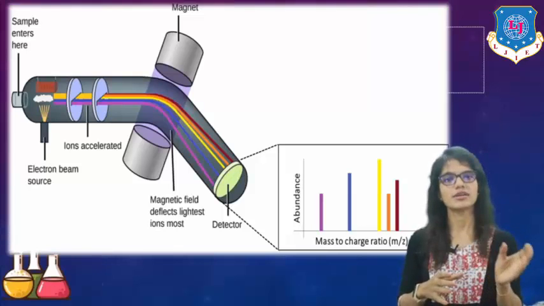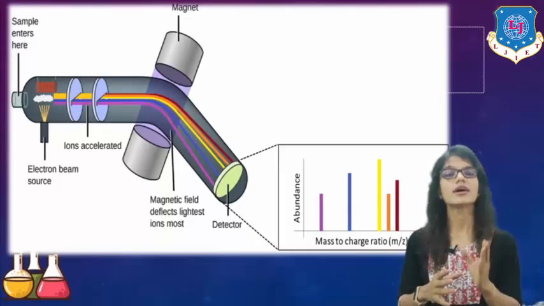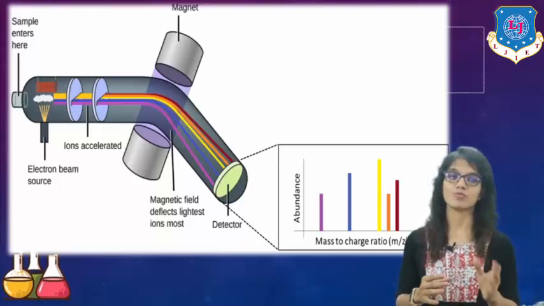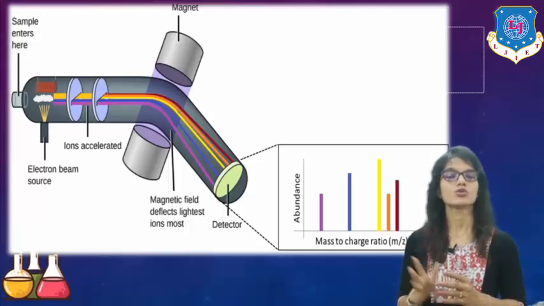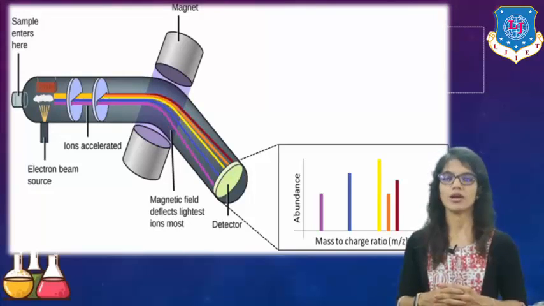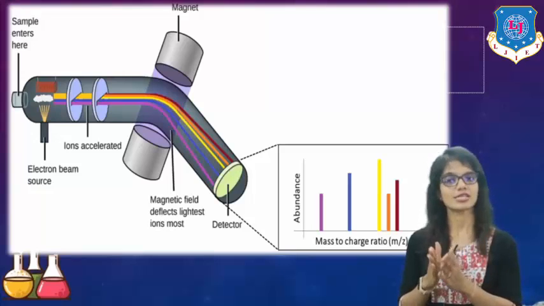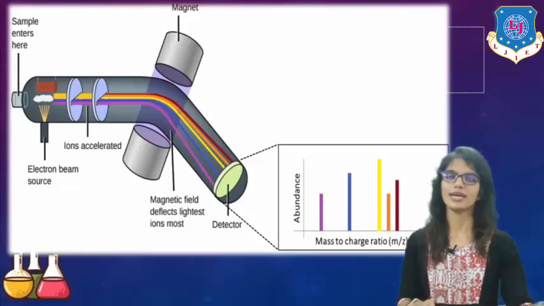As it reaches the detector, we will get the graph, which is known as the mass spectrum. One axis shows abundance, the other shows mass to charge ratio. Depending on that, the peaks give us the identification of our compound.